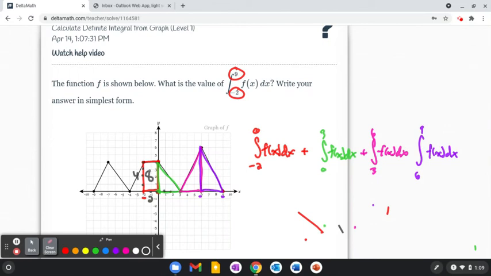Here I've got a 1, 2, 3 by 1, 2, 3, 4. So 1/2 base times height there will be 6. That's my area. Next one I've got 1, 2, 3 by 1, 2, 3, 4, 5, 6, I believe. 3 by 6. So that's going to give me 1/2 of 6 is 3 times 3 is 9.